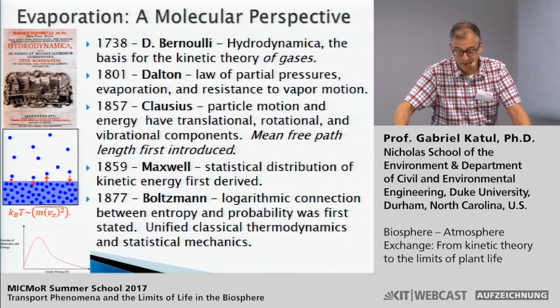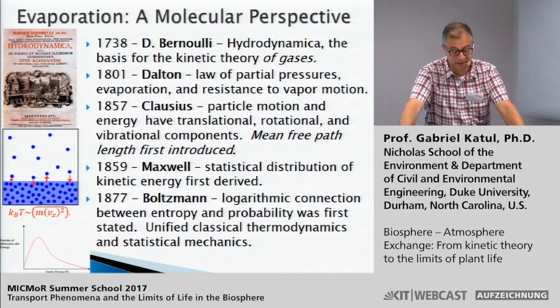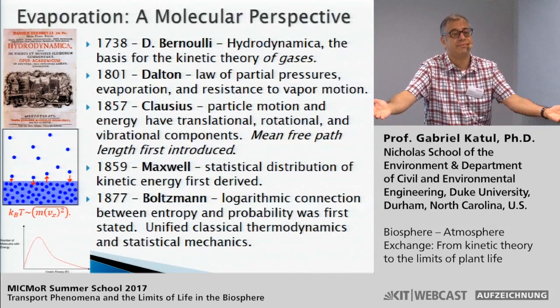Maxwell derived the statistical distribution of the kinetic energies themselves, and it was Boltzmann who put all the pieces together, where the connection between entropy and probability was first stated. And in it, we finally had a unified picture of the classical laws of thermodynamics and statistical mechanics. So when you discuss evaporation with colleagues in physics, they say, what's new, okay? We almost know everything, okay?